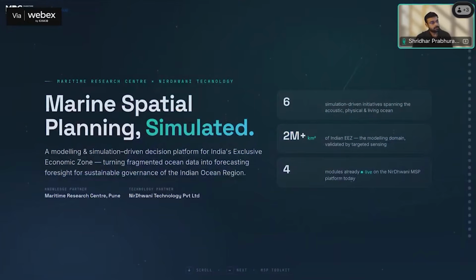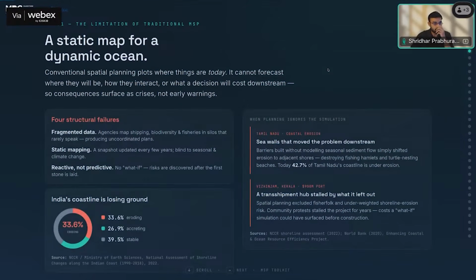Right. So throughout this presentation, we will essentially go through the different layers of what we saw right now in the video of the MSP Toolkit. The core fundamental idea is pretty simple. What we essentially want to do is move away from the existing static zoning and static data that we have in the traditional Marine Spatial Planning Toolkit.